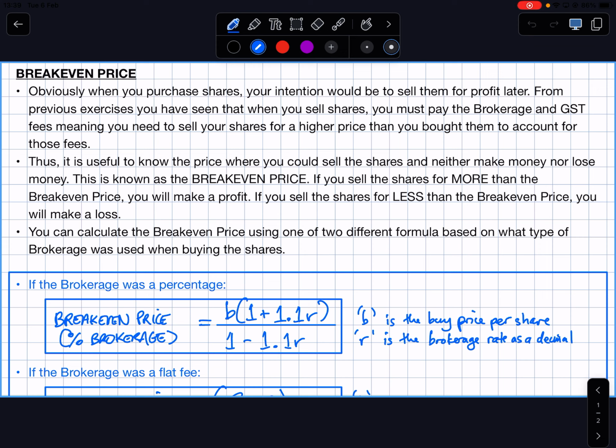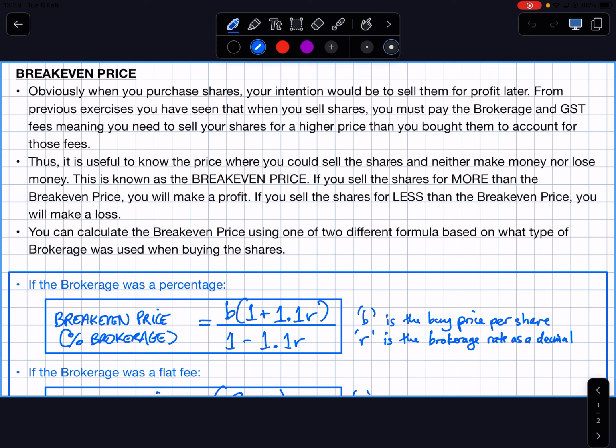From previous exercises, you've seen that when you sell shares, you must pay the brokerage and GST. What does that mean? When you sell your shares, you need to sell them for more than what you bought them for. Because if you sold them for the same, you're going to be down brokerage and GST. So it's useful to know the price where you could sell your shares and neither make money nor lose money. Why? Because this is the break-even price.